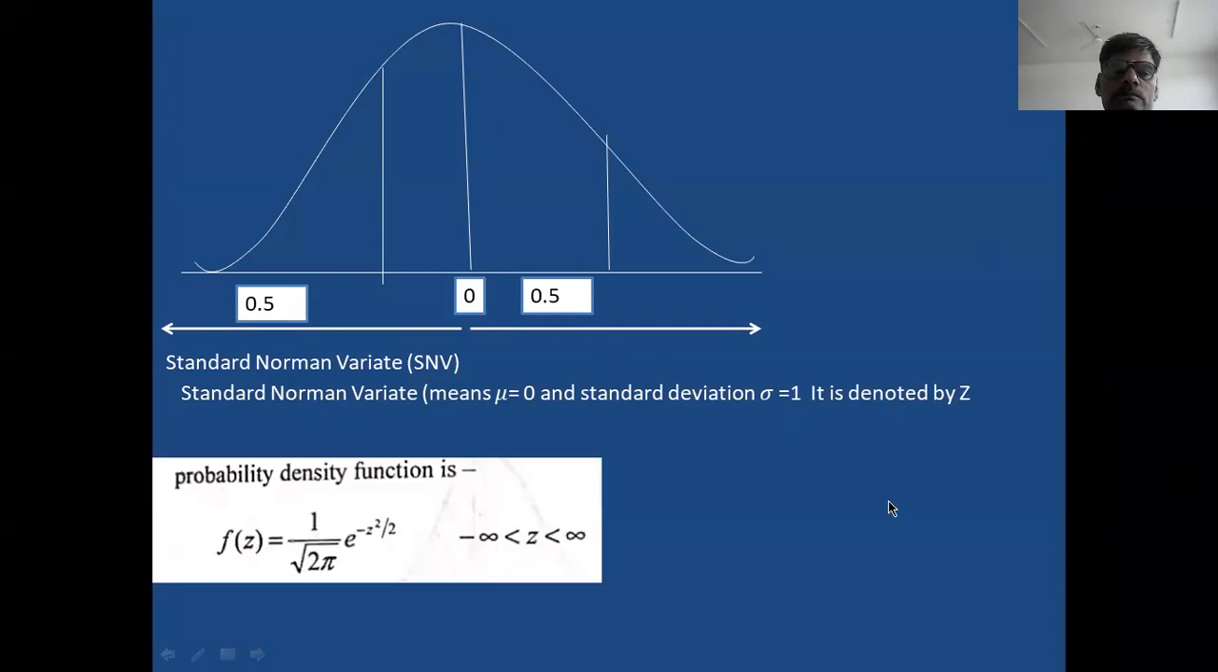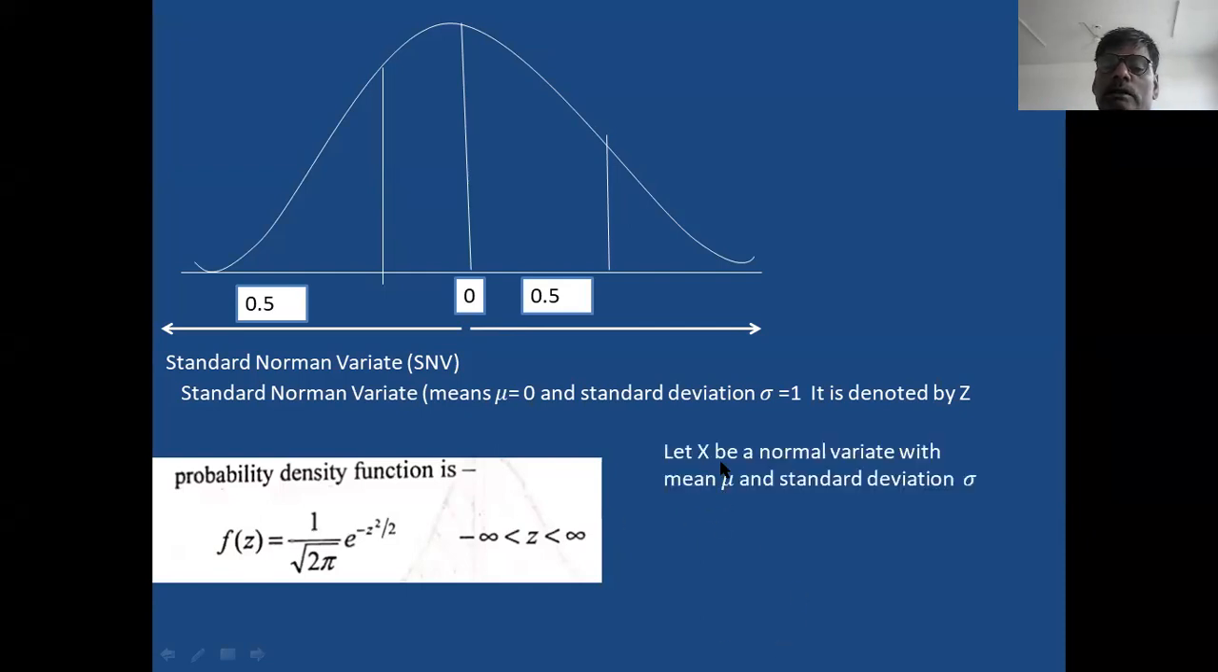You remember this. And this is a function. In the standard normal variate, the probability density function is 1 divided by square root of 2 pi, e raised to minus Z squared by 2, and Z is between minus infinity and plus infinity. This is the point you remember.